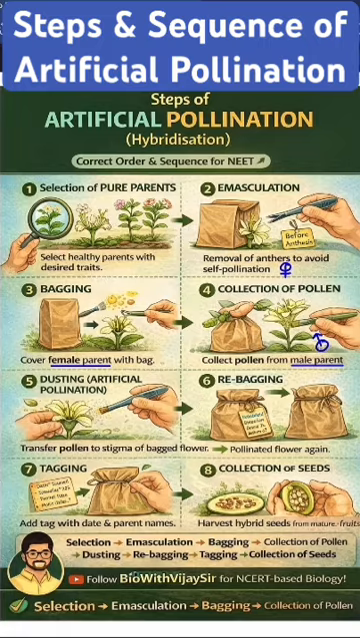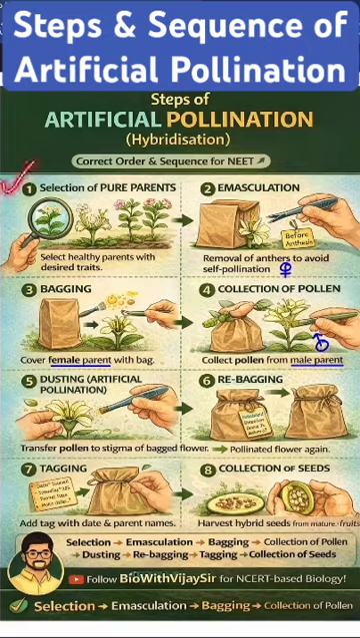Artificial pollination was performed by Mendel while doing his experiment. And nowadays it is also performed by plant breeders to get the desired hybrid plant or desired hybrid seed. So in NEET 2026, the question will be a sequence-based question about the steps of artificial pollination.